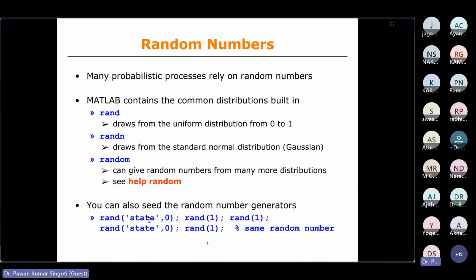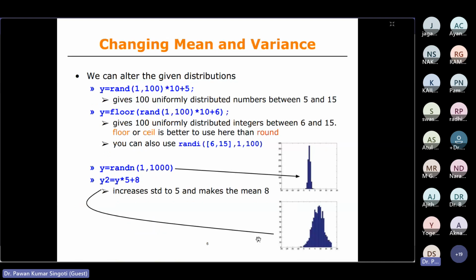Commands like rand or rand1 or many more commands are available which are related to rand. Okay. Now changing mean and variance, how we can change. If I am giving a command like y equal to rand 1 to 100 into 10 plus 5, it will give me 100 uniformly distributed numbers between 5 and 10. It will give me random distributed data between 5 and 10.